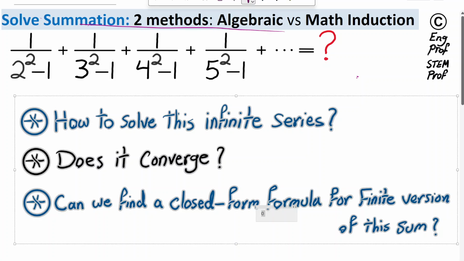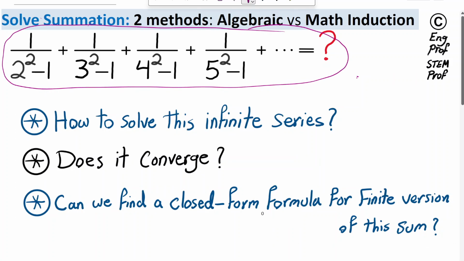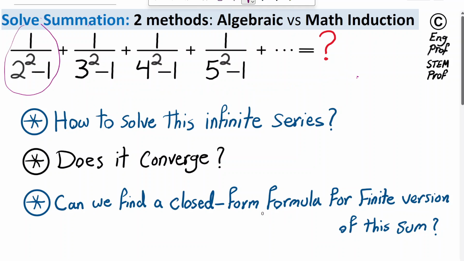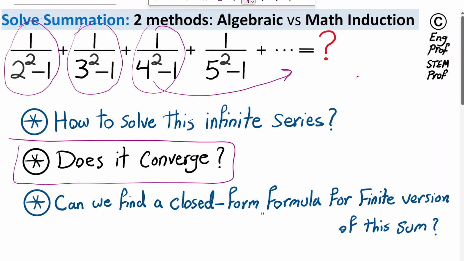For the infinite mathematical series shown in this example, which involves the summation of terms 1 over 2 squared minus 1, 1 over 3 squared minus 1, 1 over 4 squared minus 1, and so on up to infinity, we want to see whether it converges. And if it does, is there a quick way to solve this infinite series?